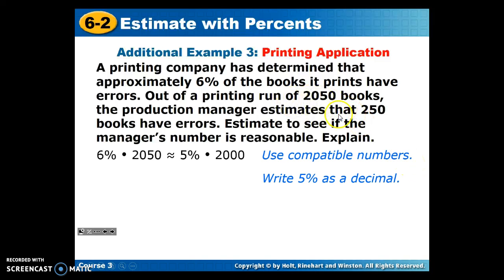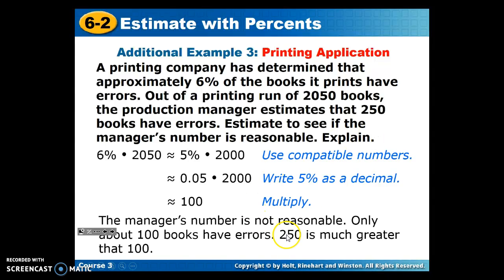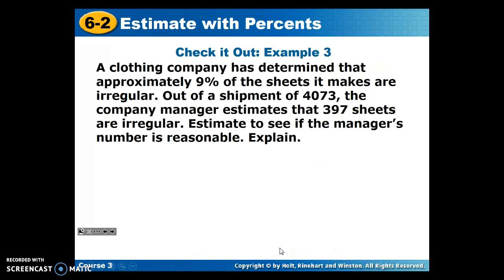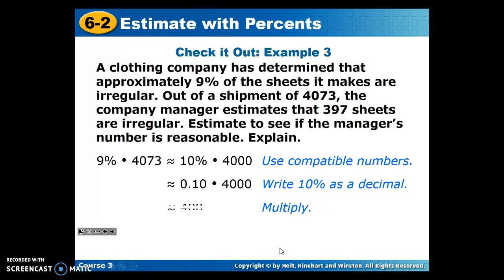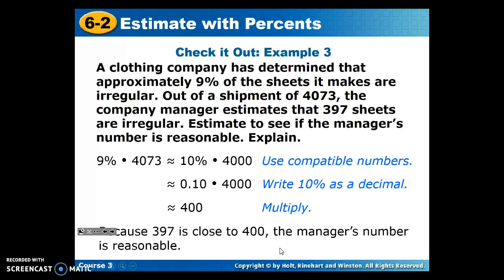There are some different ways to check this, but basically they're getting over 10%, maybe more like 16% errors. It's much greater than that. So no, this is not reasonable. Try this one out and see how you do. Hit pause now, and we're back. So this one is reasonable. And that is all.